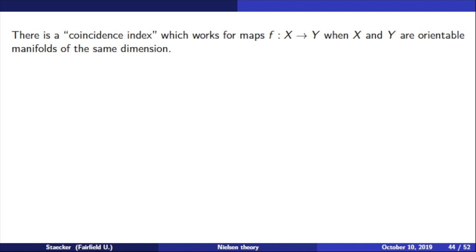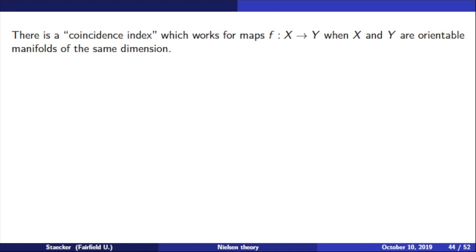And there is a coincidence index also, which works. This was also worked out by Brooks. There's a coincidence index for maps from X to Y. Now, the coincidence index requires that these be orientable manifolds of the same dimension. Very recently, there's been some work to try to define it in other contexts, but generally speaking, this is the setting for the coincidence index.